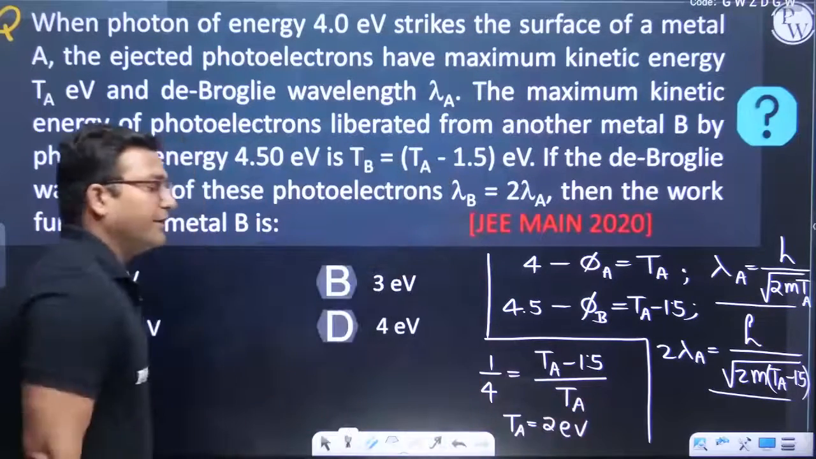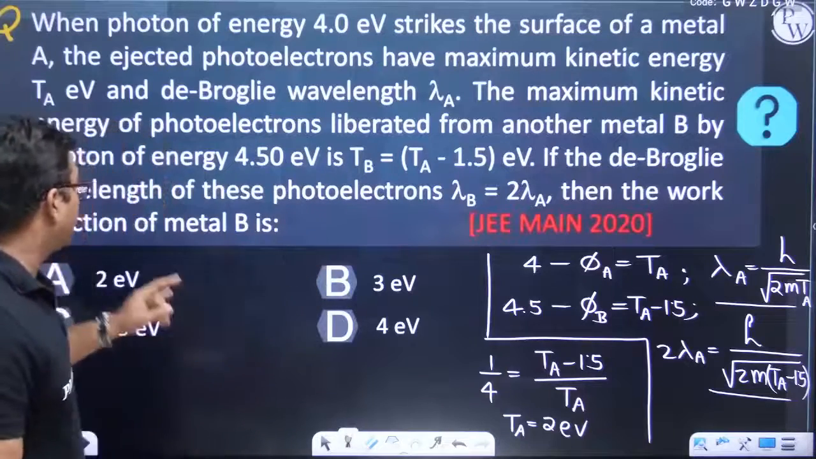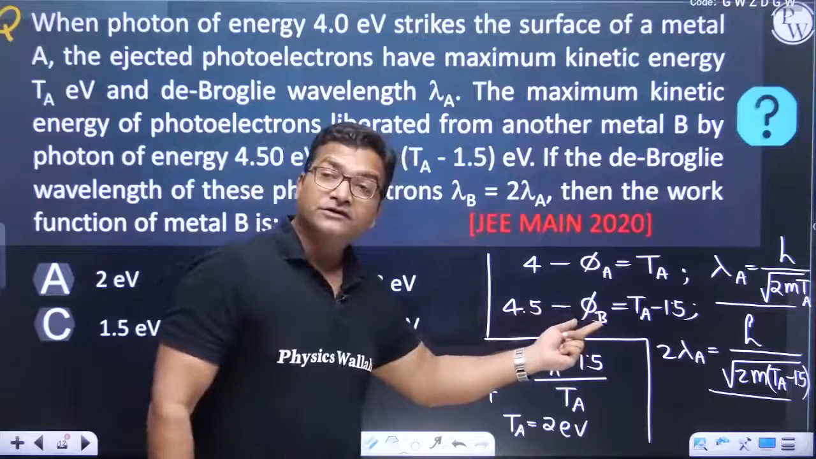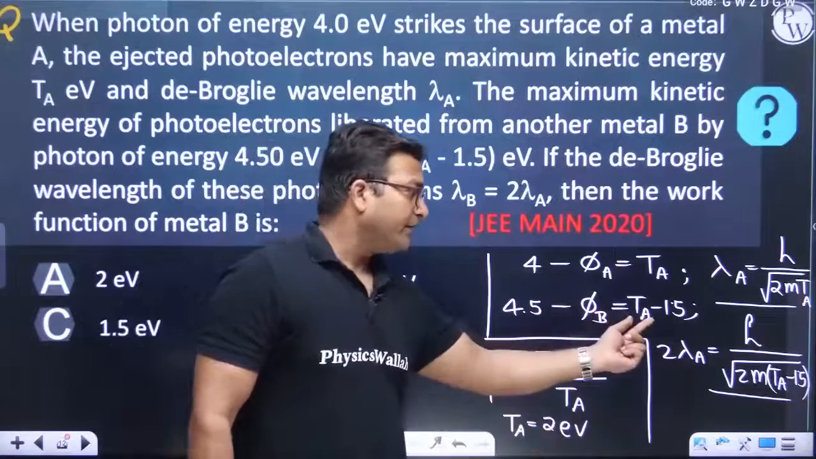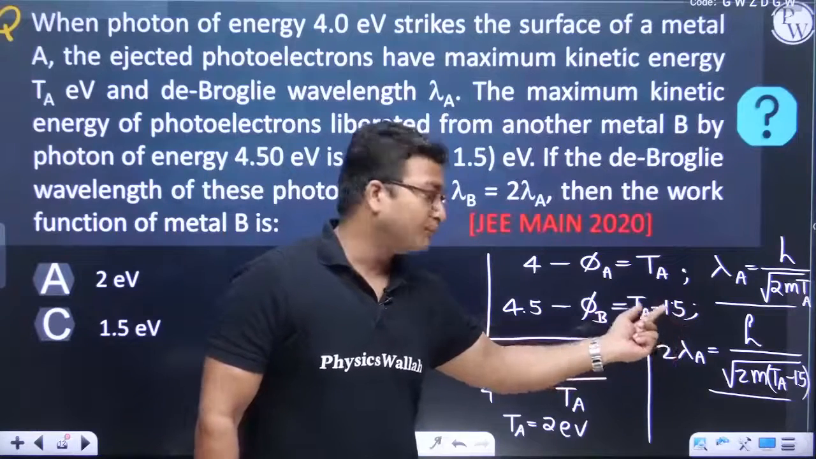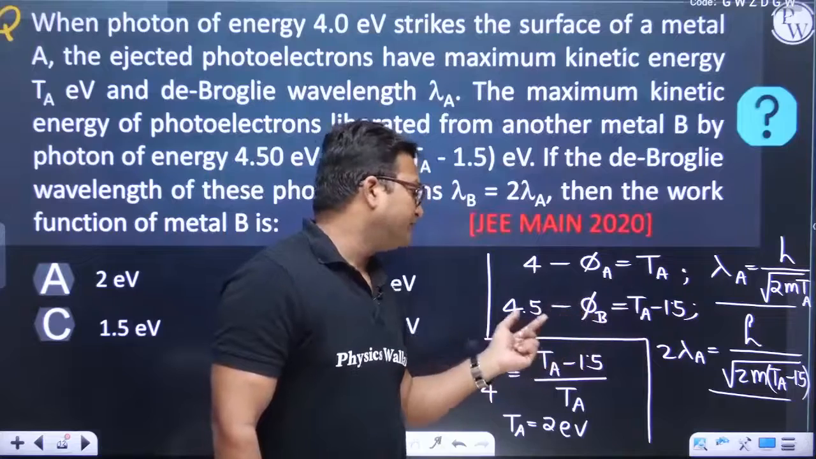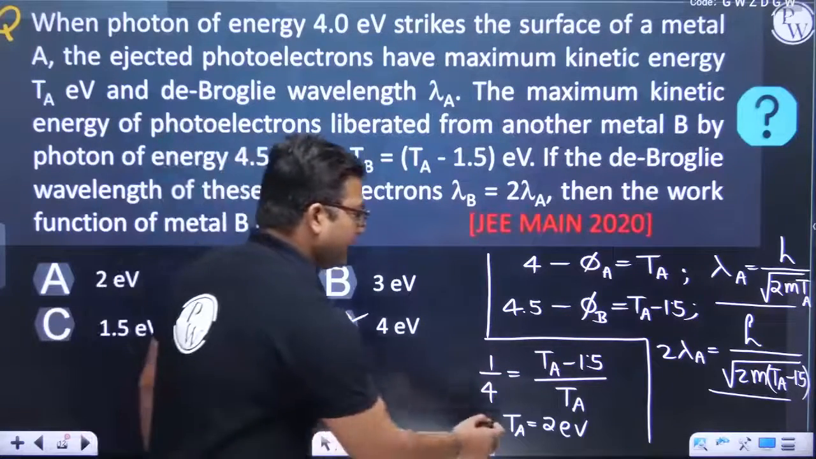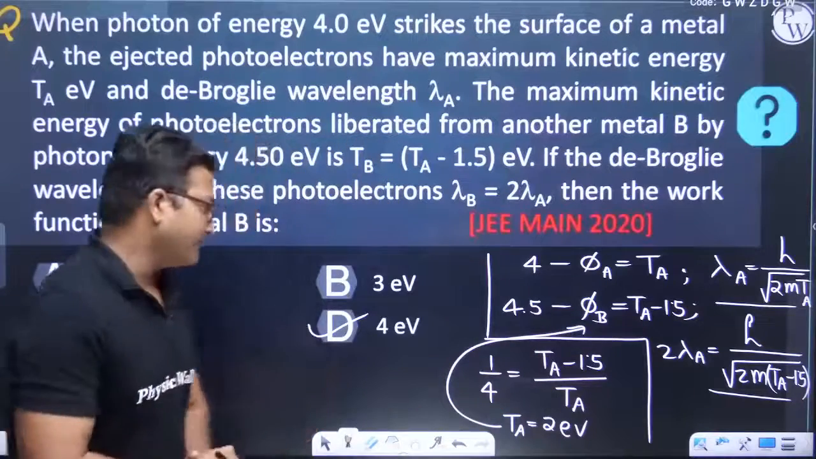Remember this point. They are asking us for the work function of metal B. So we have to find the work function for metal B. We will put this 2 electron volt here. It will be 2 minus 1.5, that is 0.5, and the work function for metal B would obviously be 4 electron volt, and D is your correct choice. So put this TA here and you have your answer. That's simple.